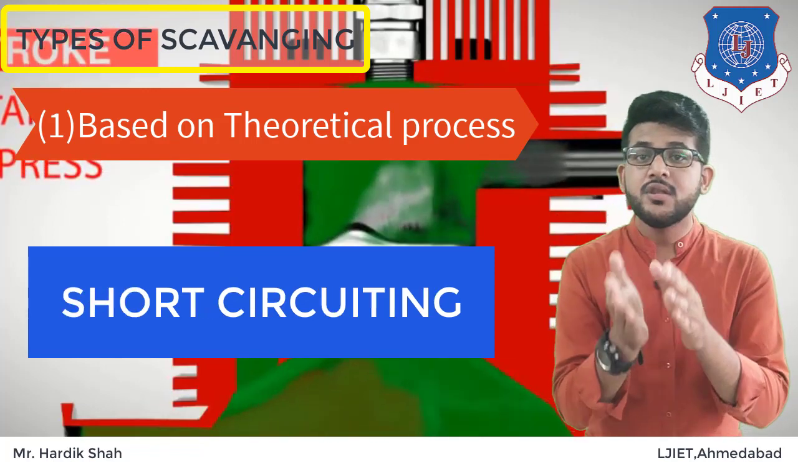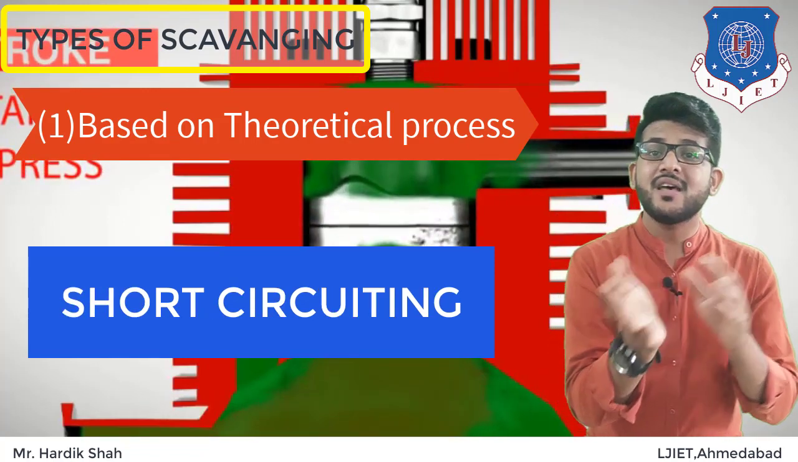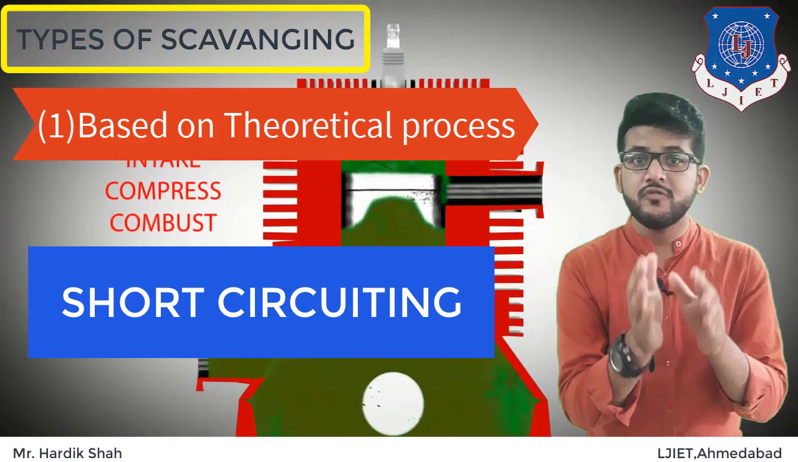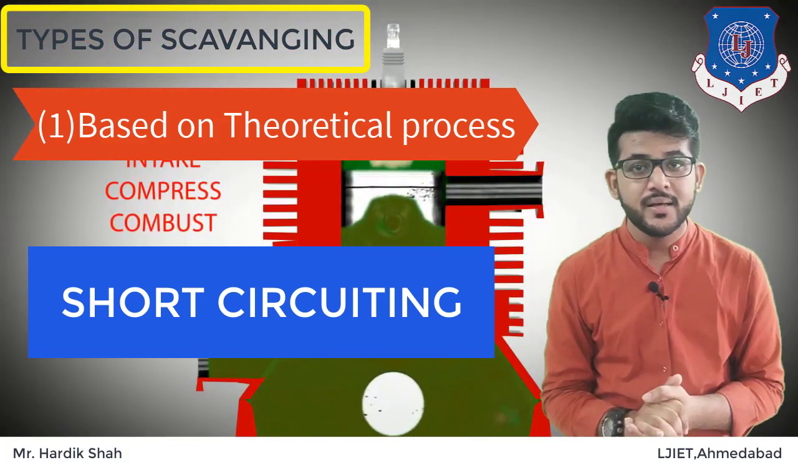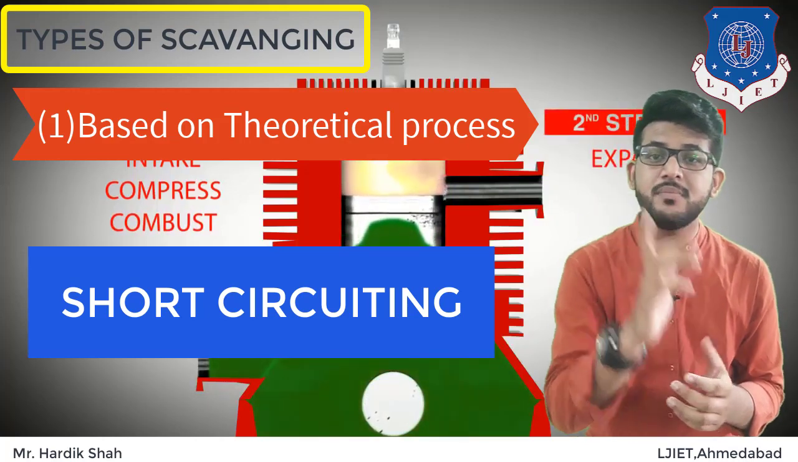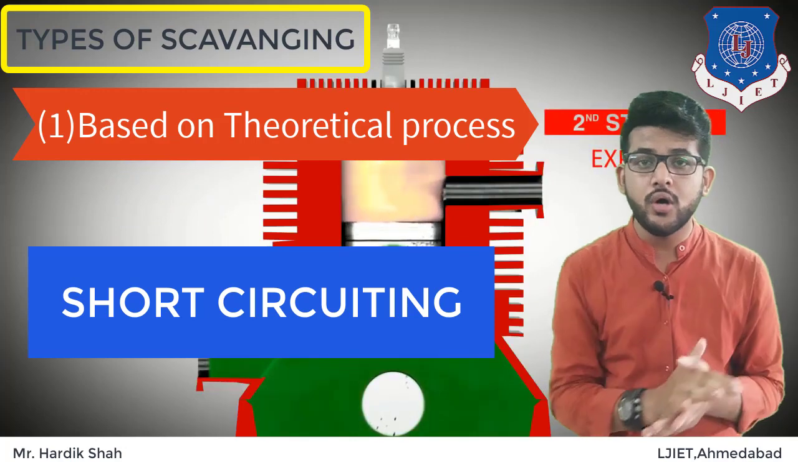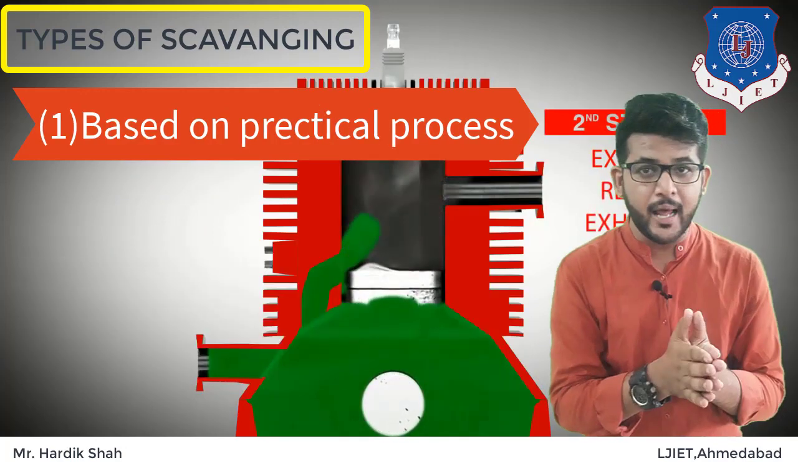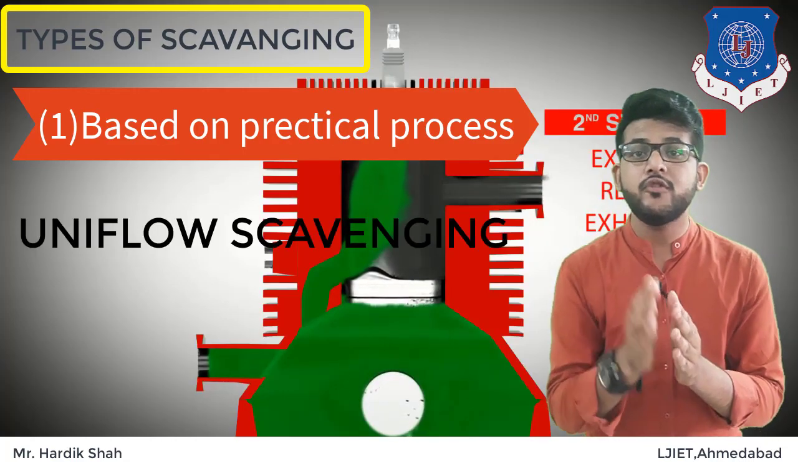Short circuiting: the fresh charge coming from the scavenging manifold goes directly out of the exhaust ports without removing any residual gas. This is a dead load condition and its occurrence must be avoided, so the fresh charge should not go out of the cylinder. Now, based on the practical process, there are three types. First is uniflow scavenging.